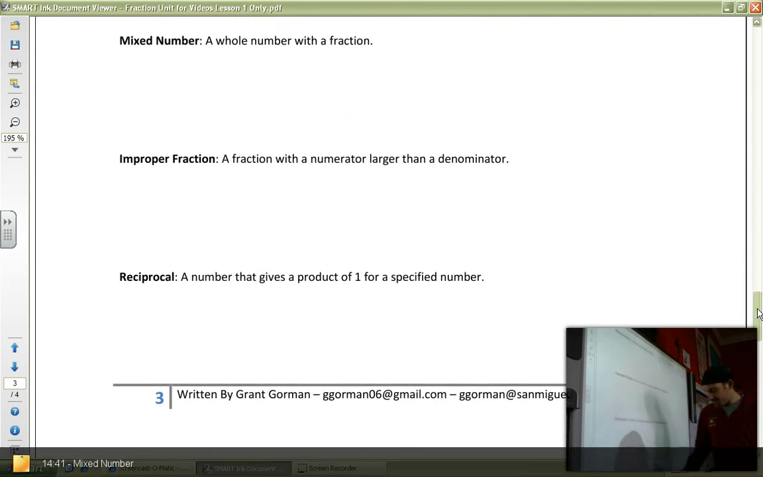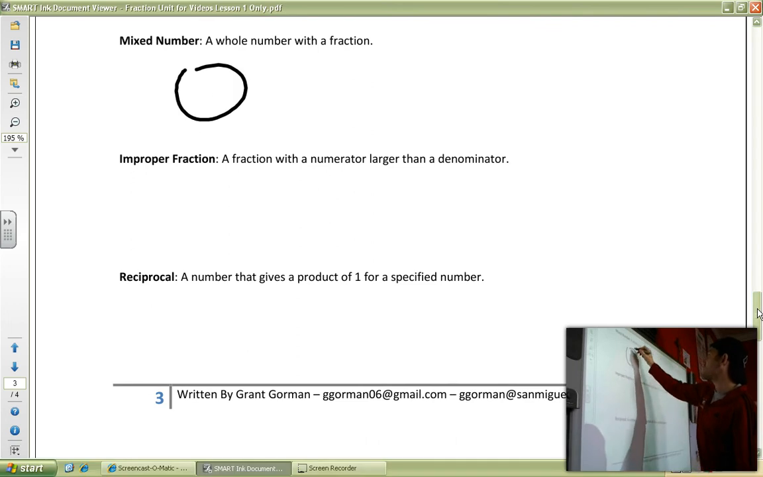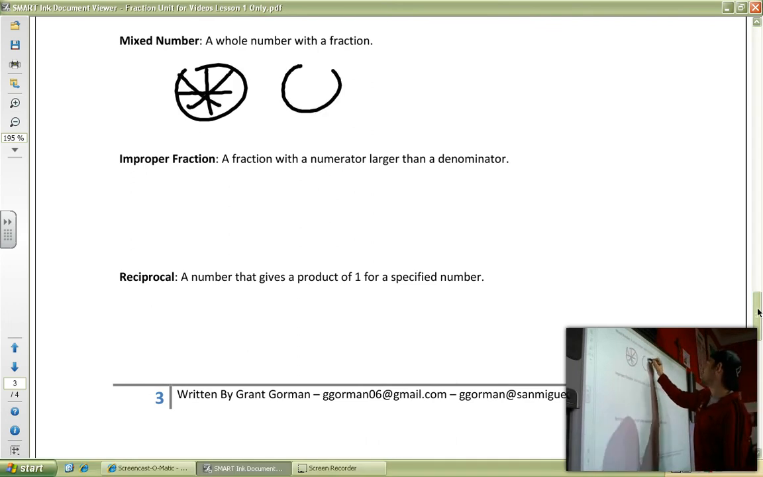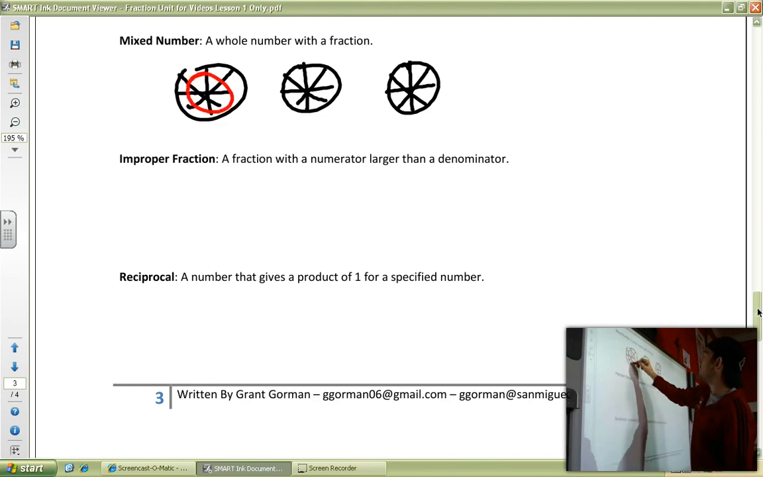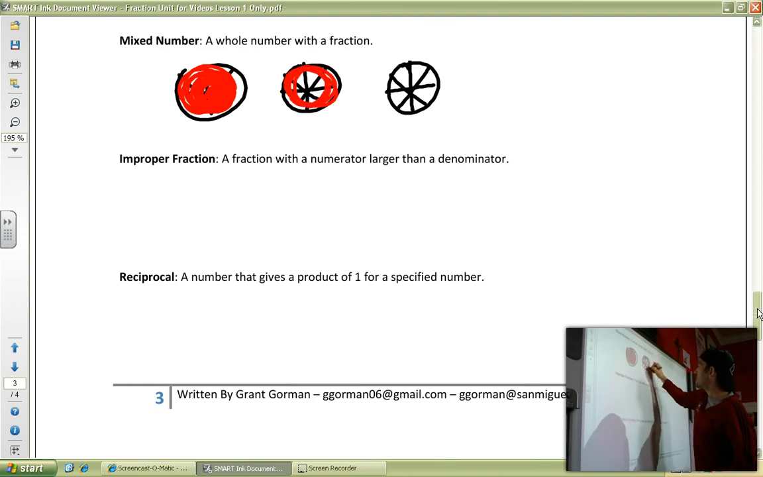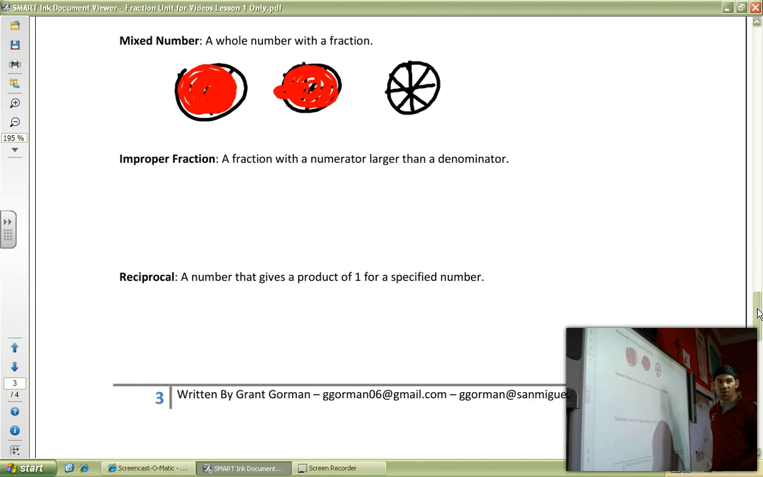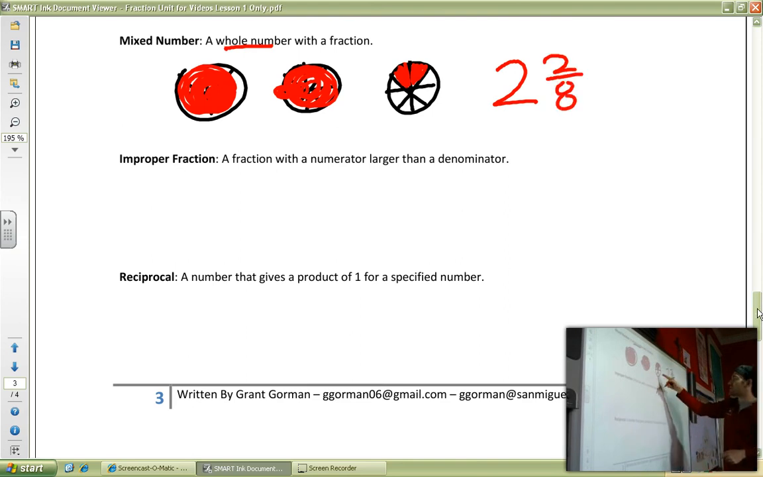Next, mixed number. Mixed number is a whole number and a fraction. We're going to have a pizza party. There's our pizzas. After the first zone goes through, okay, out of these 3 whole pizzas, I'm going to color this one in. There's 1 whole pizza. Here's 2 whole pizzas. But after zone 1 goes through, we've only got 1, 2 pieces left in there. So we have 2 whole pizzas, whole number, with a fraction. And here we have 2 out of a total 8 pieces left. So we have a whole number with a fraction.